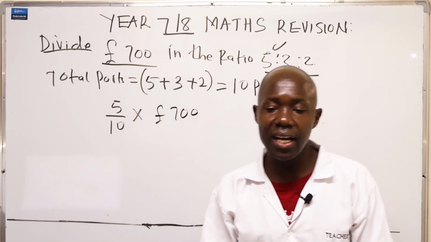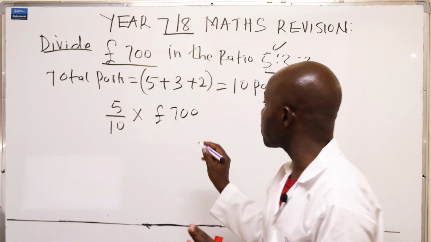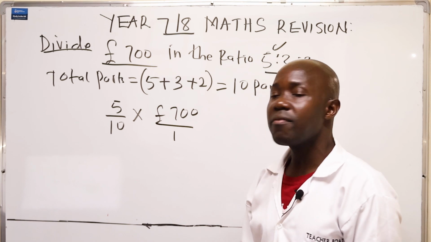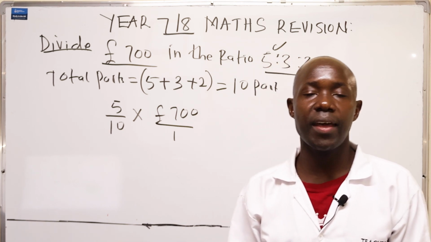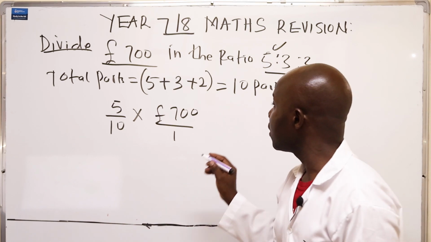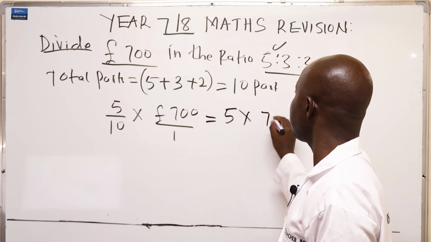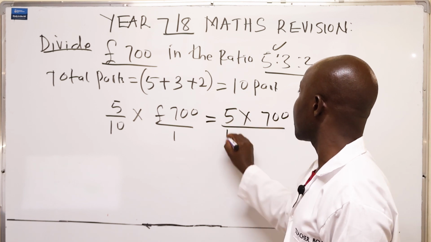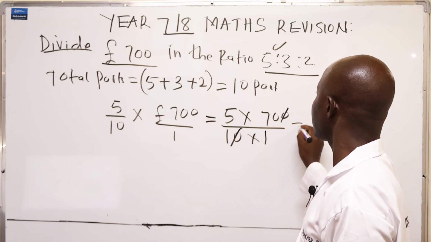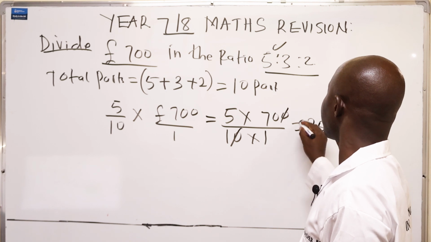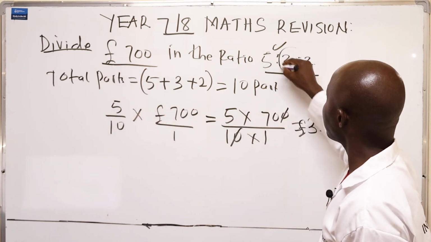And we have already agreed that whenever you are multiplying a fraction by a whole number, make sure that you put your whole number over what? Over 1. Then in many cases, for students who don't like the idea of cancelling out, you will just multiply the numerators separately. 5 times 700 over 10 times 1. So 0 will cancel. So you are going to get 350 what? Pounds. Then you go to the next part for 3.